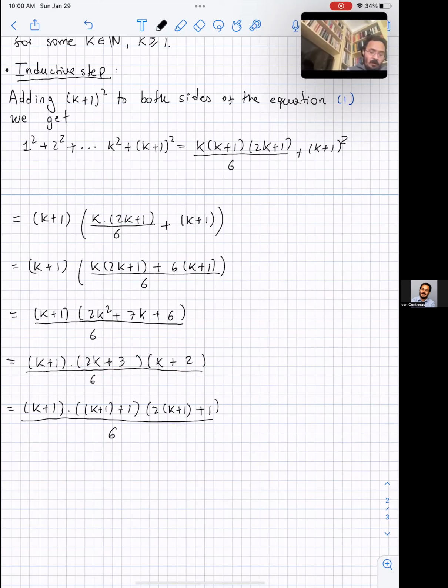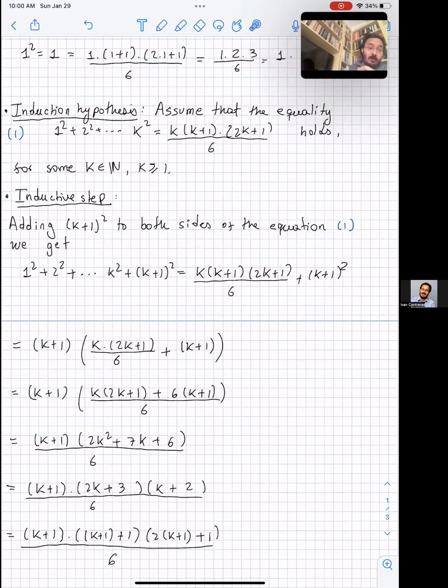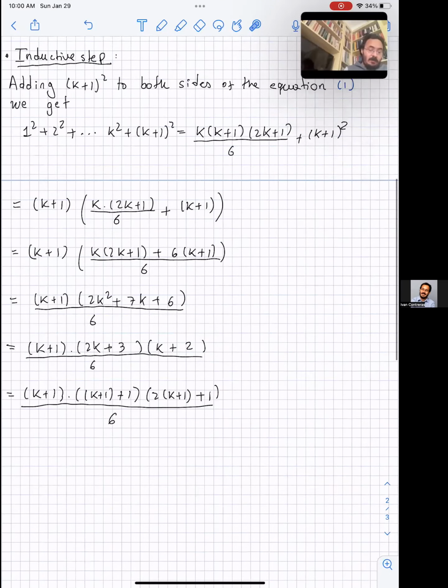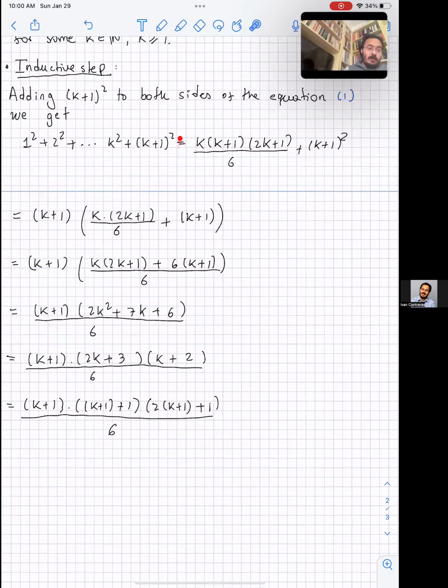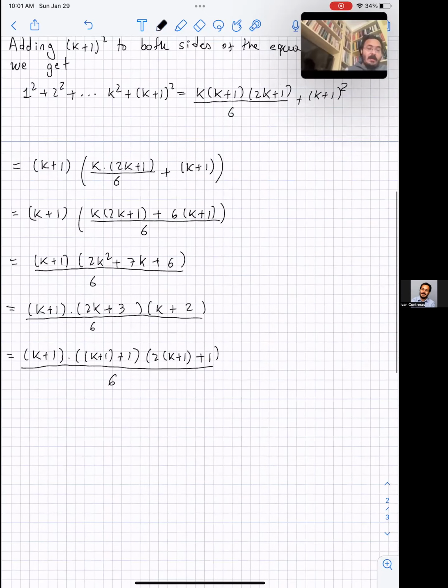So this is victory, because remember, we had this formula 1. So you have k times (k plus 1) divided by 6. And now the formula became 1 squared plus 2 squared plus through (k plus 1) squared is (k plus 1)(k plus 1 plus 1)(2(k plus 1) plus 1) divided by 6. So we succeeded in changing k, and it got transformed into k plus 1.